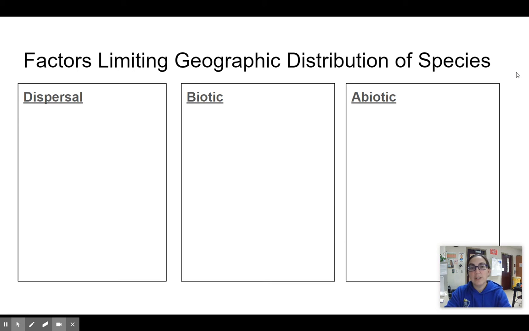So you can make a chart like this in your notes. And then in the question here, you will see a list of factors to kind of sort into these different categories.